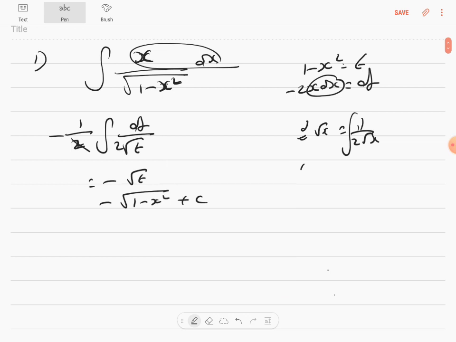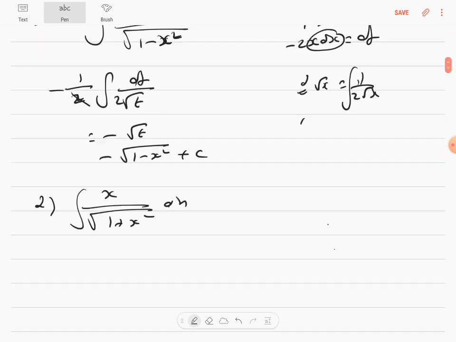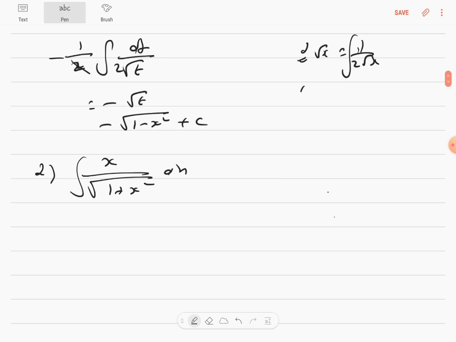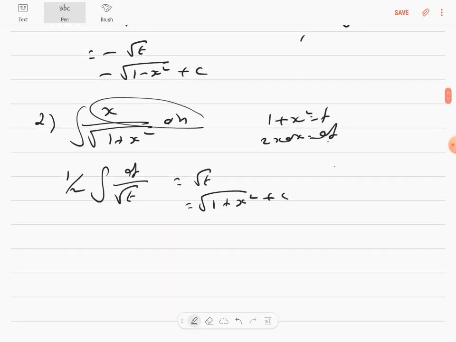Similarly, I don't have to teach you the second sum, which is x by root of 1 plus x square, which will be similar to this, correct? So we don't have to deal with it. Here 1 plus x square is t, 2x dx is equal to dt, and x dx is 1 by 2 into dt by root t, and 1 by 2 root t itself integrates to root t, which is root of 1 plus x square plus c, and so on.